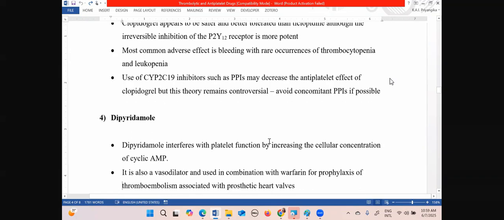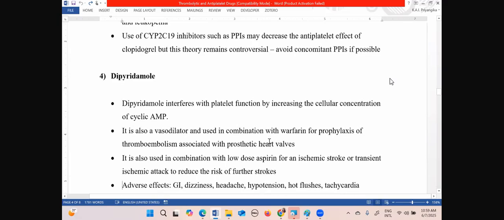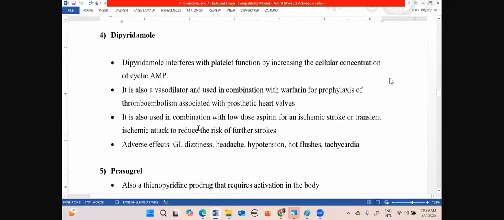And then we are moving to dipyridamole. Dipyridamole interferes with platelet function by increasing the cellular concentration of cyclic AMP. It is also a vasodilator and used in combination with warfarin for prophylaxis of thromboembolism associated with prosthetic heart valves. It is also used in combination with low-dose aspirin for ischemic stroke or transient ischemic attack to reduce the risk of further strokes.